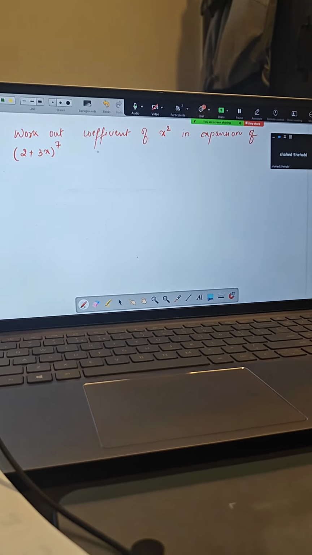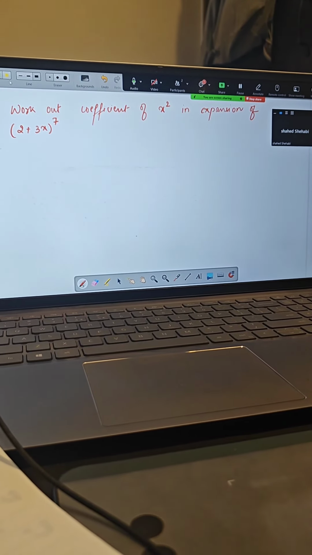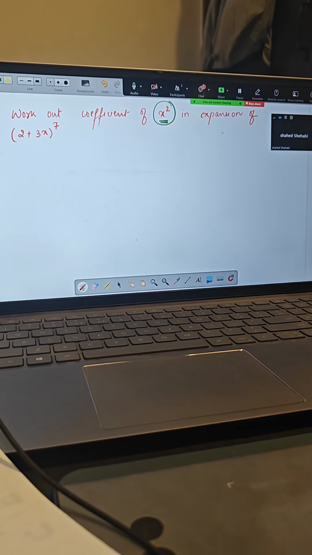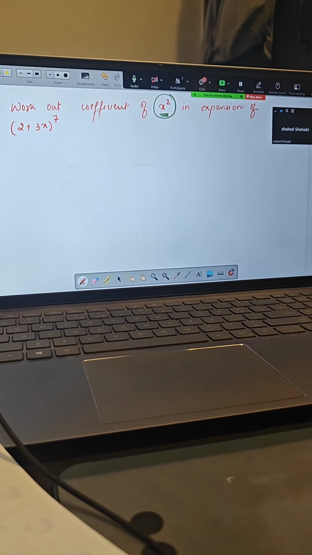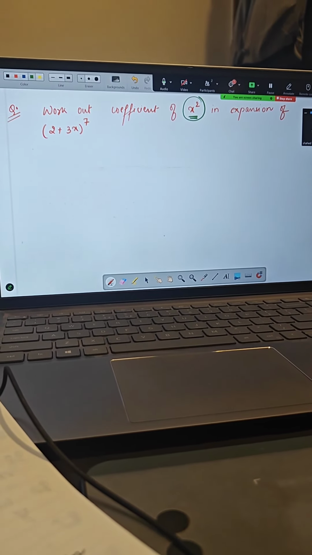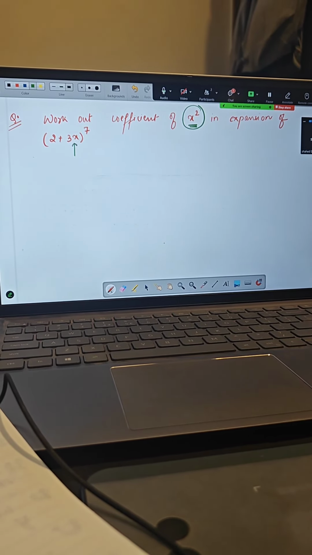So when you have a question like this where they are just asking you to figure out the coefficient of just a certain term, here they're asking you the coefficient of x squared in the expansion of this, you don't need to sit and expand that entire thing. Okay, you don't need to do that. What you need to do is figure out when you can have this x squared term.